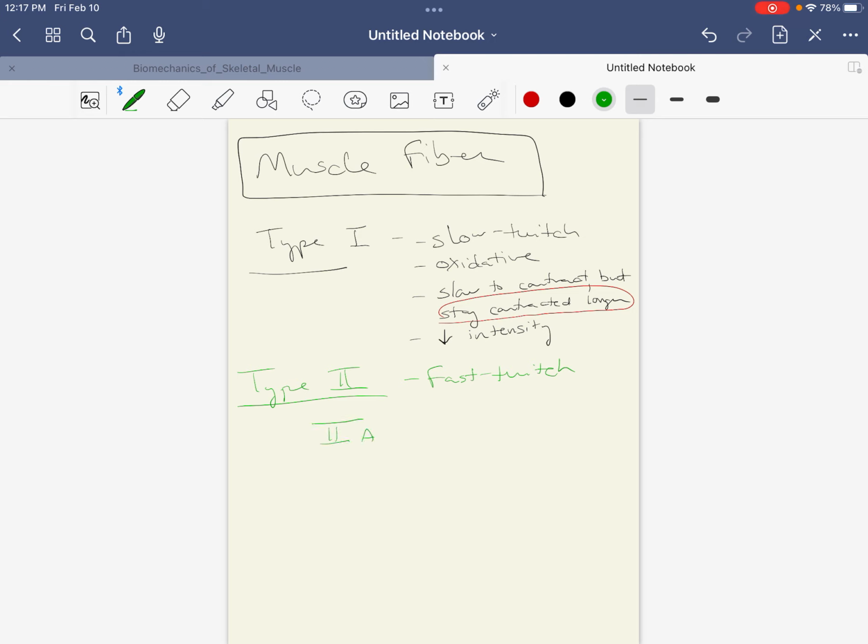We have type 2A and type 2B. As it says on your notes, type 2A are the fast twitch oxidative, requires oxygen. Type 2B are the non-oxidative or anaerobic. They do not require oxygen. There I was saying anaerobic and I wrote an A. Non-oxidative, do not require oxygen.